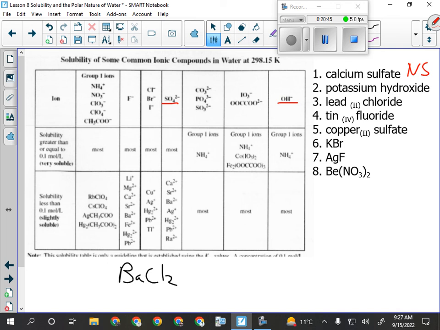It's in group 1, right here, right? So these numbers at the top of your periodic table are the group numbers. Group number 1 is anything in this first column. Potassium is included in that. That one is soluble.